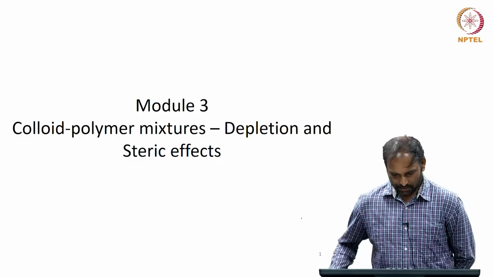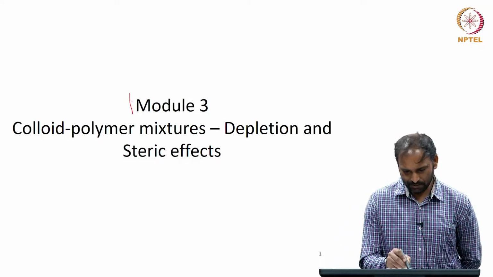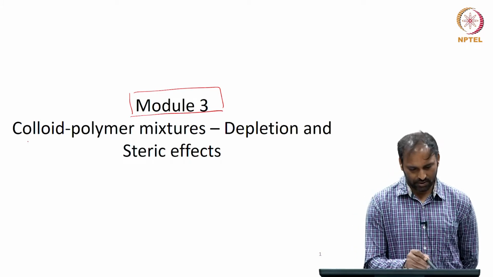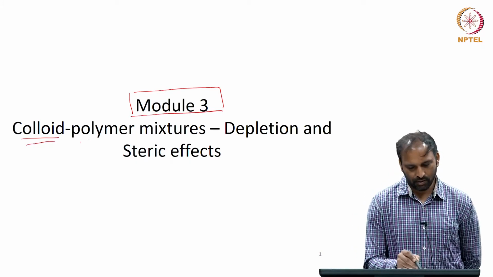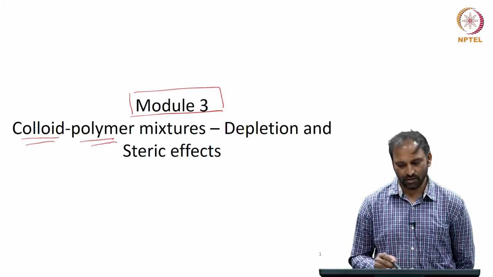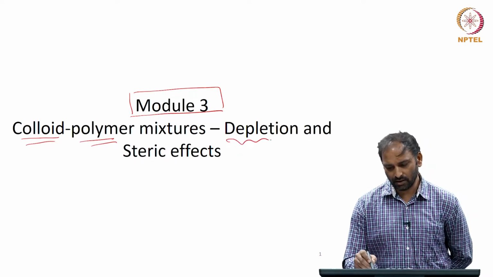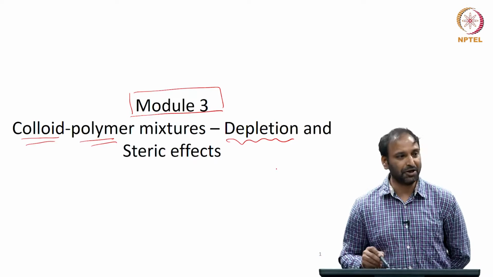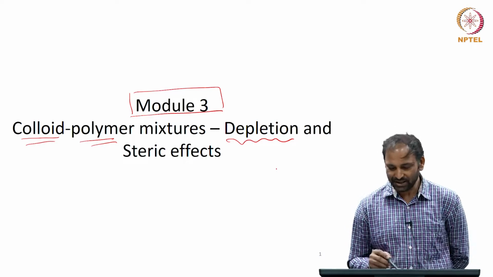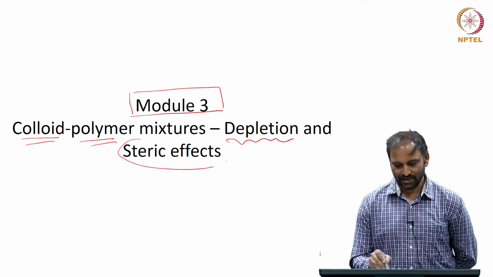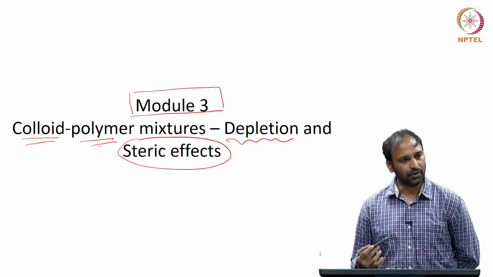Okay, so this is module 3. We are going to look at what are called colloid polymer mixtures. I'm going to talk a lot about an effect called depletion effects or depletion interactions, and then I will briefly touch upon steric effects towards the end.